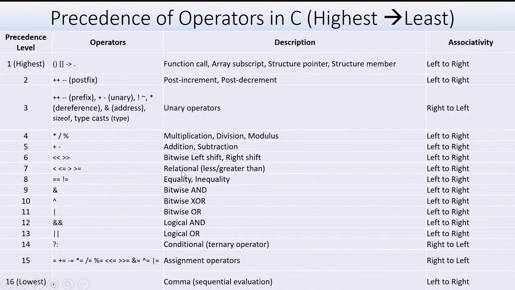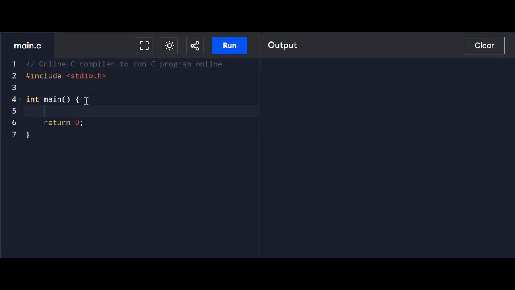Now this table shows you the precedence of operators from the highest to the least, and it's so important you understand the precedence in order to evaluate expressions. So based on this precedence, let's look at some examples. I'm using the online C compiler to look at the demonstration for each of the operators. So let's assume we have two variables.